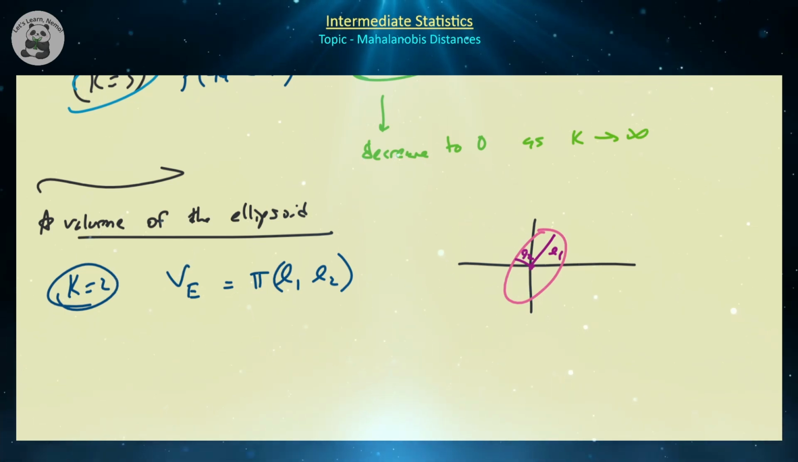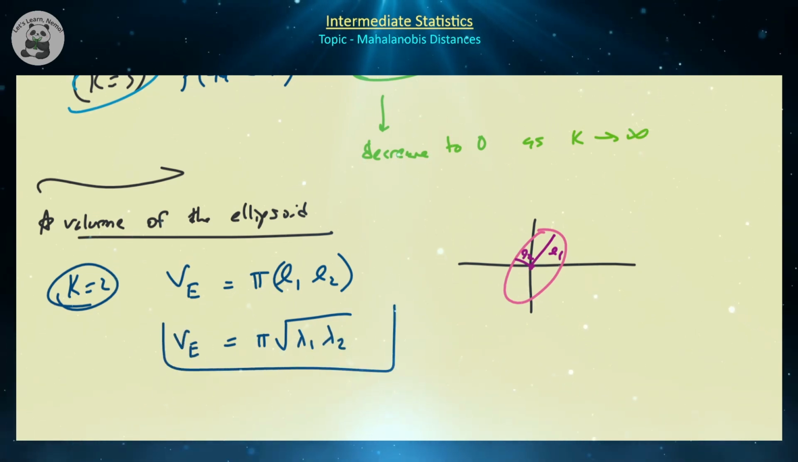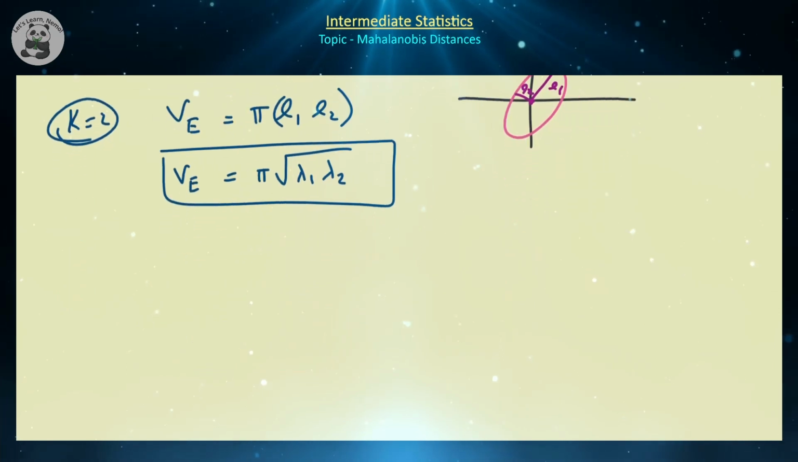Now keep in mind, we can represent this as the product of the eigenvalues. So we can write this as pi times the square root of lambda 1 times lambda 2. Right, so that's the 2-dimensional version.